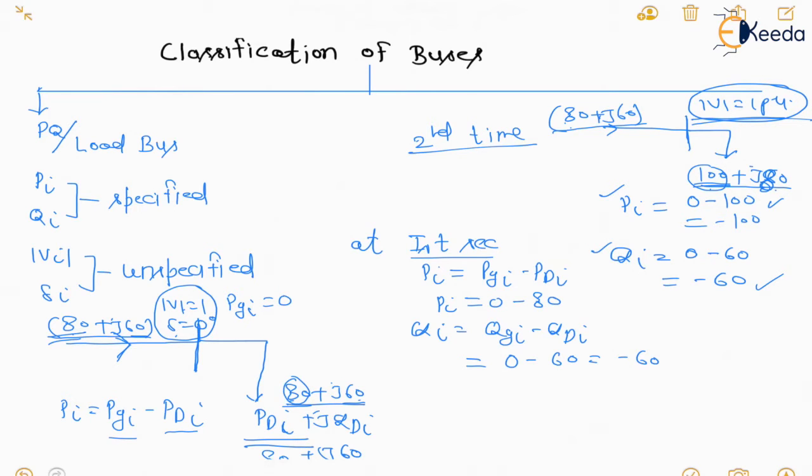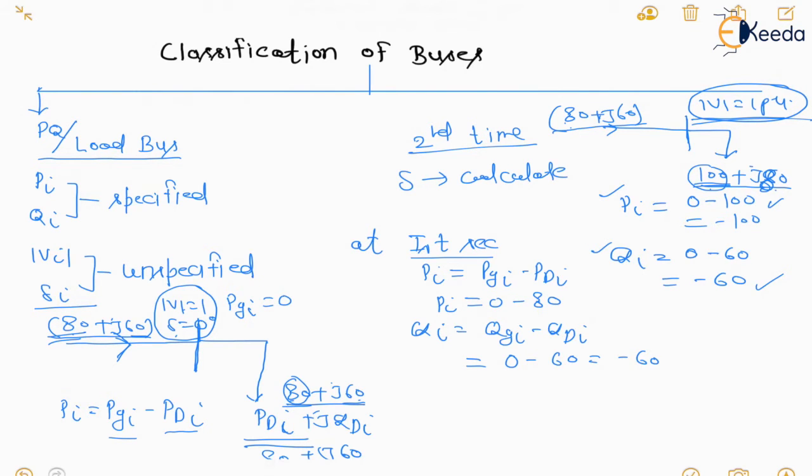So the delta value will not be 0, the delta value will change, and the delta value we have to calculate. We know that whatever quantity we have to calculate, that value will be unspecified. So this is the concept of specified and unspecified for better understanding. And we are studying the PQ oblique load bus, so clearly we can say that Pi and Qi are specified and Vi and delta i are unspecified.